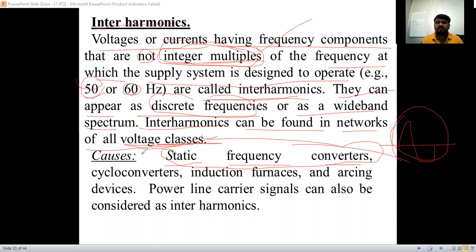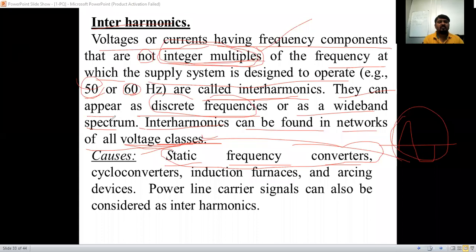Static frequency converter means, can anyone tell me? Static means there are no moving parts, and still we can convert. So which converter are we going to use for frequency conversion? You have all studied power electronics. Anyone? I will ask one simple question here.